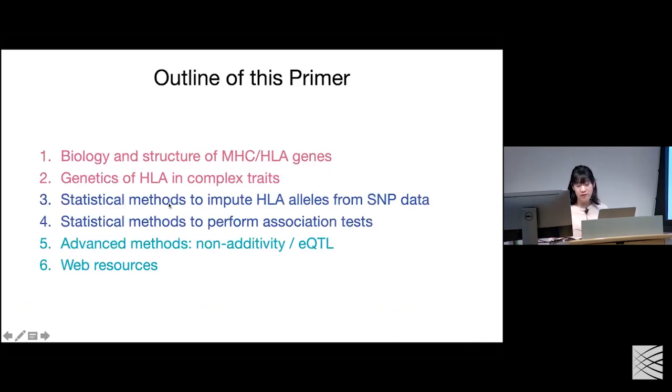So here is the outline of today's primer, just for your reference. First, to get everyone on the same page, I will introduce what the MHC or HLAs are, which is sometimes confusing to people, and introduce interesting biology of this region. The importance is especially highlighted in the genetics of the HLA region in complex traits, so I will explain that. Then I will introduce statistical methods to impute HLA alleles from SNP array genotype data, which is now routinely used for large-scale biobank analysis. And using these imputed HLA alleles, I explain how we can perform association tests of these alleles to better understand disease. And I will briefly explain advanced methods for these HLA alleles, like non-additivity assessment and eQTL analysis. And finally, I will introduce useful resources that you can easily use for your HLA research as well.